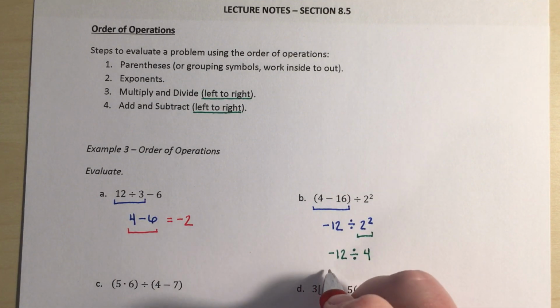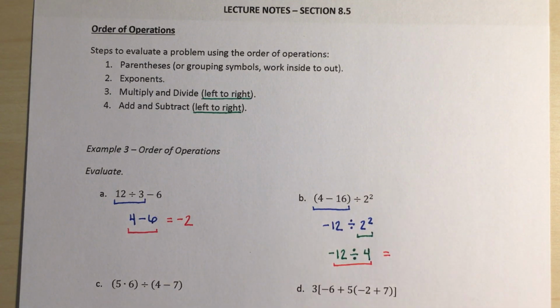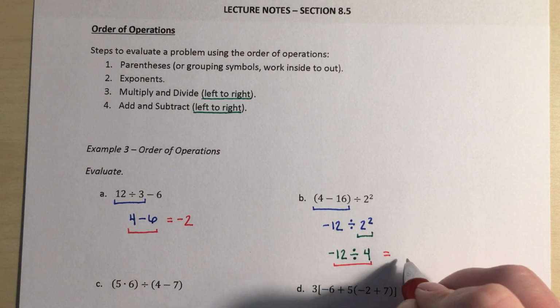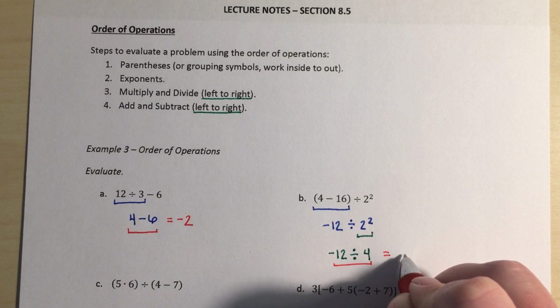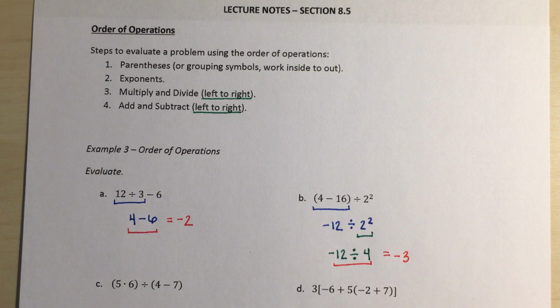And then we are going to finish this off by doing our division. Negative 12 divided by 4. We start by dividing. 12 divided by 4 gives us 3. We have one negative sign, so we have a negative quotient here, a negative answer.